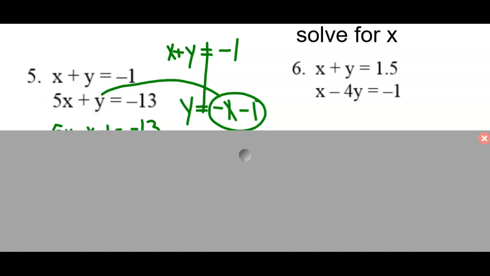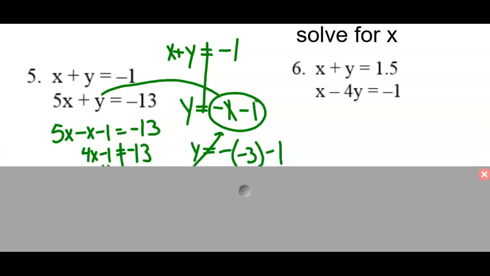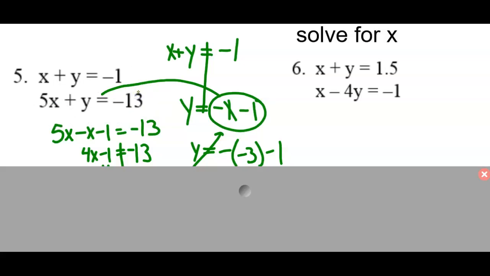Okay? So when I solve x plus y equals negative 1, you're going to get y equals negative x minus 1. You're going to substitute that in. So then you've got 5x minus 1x gives you 4x. You bring down your minus 1 and your negative 13. Don't forget this negative sign here. Super important. Okay? Super, super important.